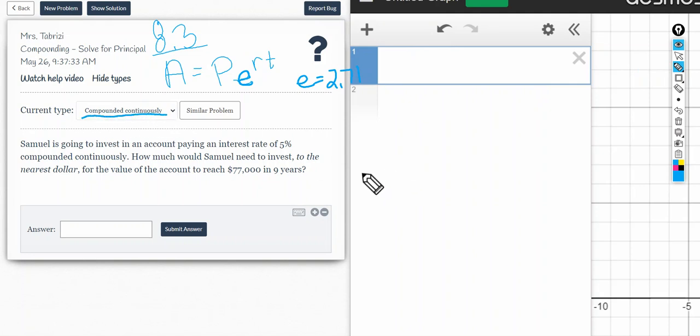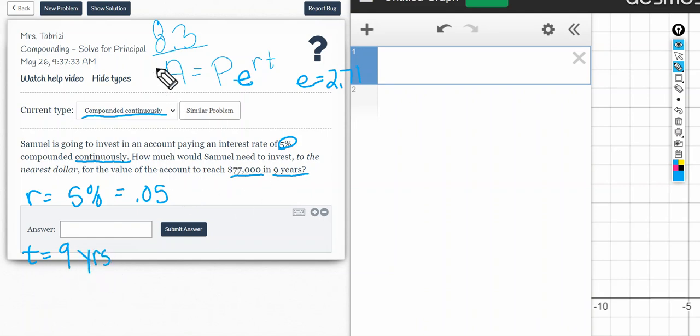Okay, so let's read our problem and set it up. Samuel is going to invest in an account paying an interest rate of 5%, which we will write as a decimal, compounded continuously. That means that we're going to use this formula. How much would Samuel need to invest to the nearest dollar for the value of the account to reach $77,000 in 9 years? So that means that the T is 9 years, okay?